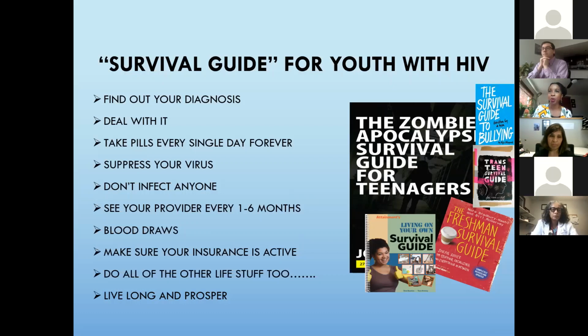See your provider every 1 to 6 months, even though you didn't actually see your provider for many years before. And then get your blood drawn multiple times and make sure insurance is active, do all the other life stuff and contribute to society and live long and prosper.